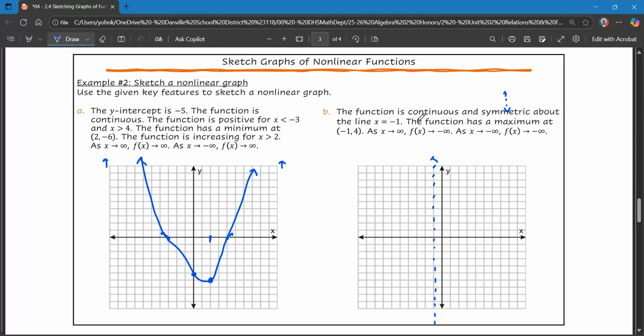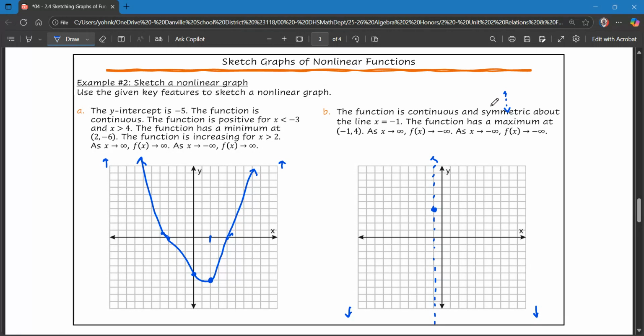All right, let's keep reading. The function has a maximum at -1, 4. So at -1, 4, this is the highest point in our graph. As x approaches positive infinity, f of x approaches negative infinity, so we're going to be going down. And as x approaches negative infinity, f of x approaches negative infinity, so we're going down. Okay, now we have to be very careful. We're almost ready.